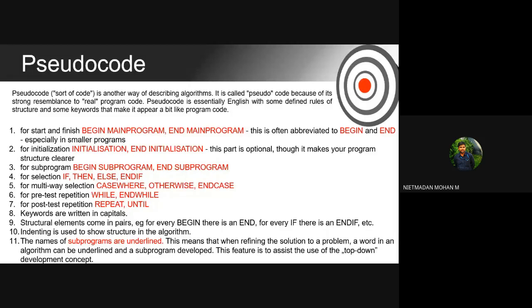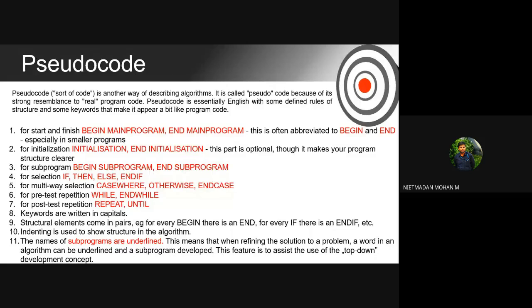If you consider an example that in your program you have nearly 20 subprograms, and each of the 20 subprograms will start with begin subprogram and end subprogram. The main program will start with begin main program and end main program. Each individual subprogram wants to be underlined. The subprogram wants to be underlined.